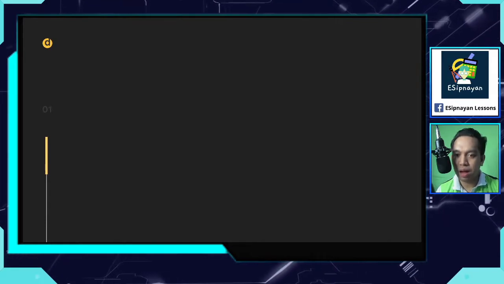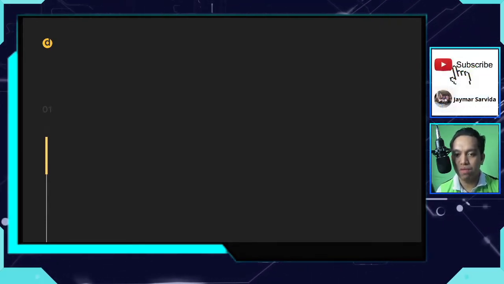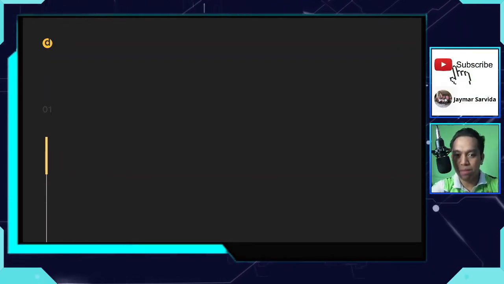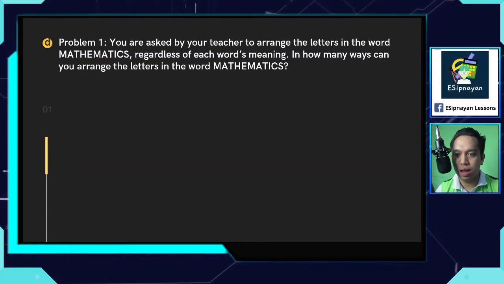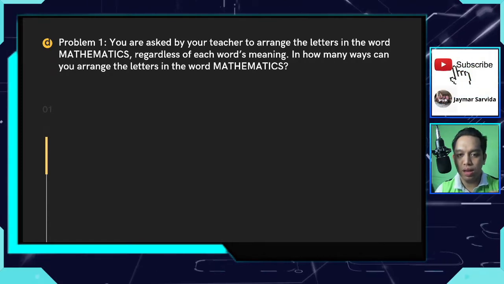Okay, for today's topic, I am going to discuss solving problems involving permutation and combination. Example number 1. You are asked by your teacher to arrange the letters in the word mathematics, regardless of each word's meaning. In how many ways can you arrange the letters in the word mathematics?